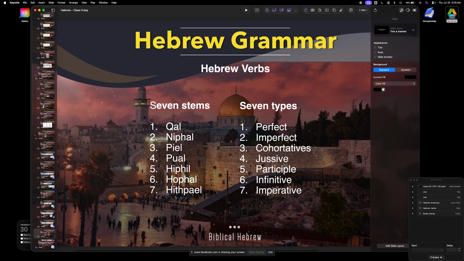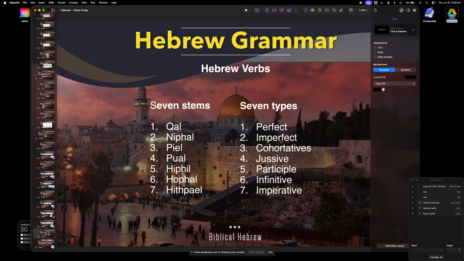Now, mind you, the stems also, as we discussed, are crucial in your interpretation, because your interpretation is based upon what the stem of the verb is. So depending on your stem, your meaning can transition quite dramatically from one definition to another. But along with your stems, you have your types, 7 key types. You have your when, perfect or imperfect. Perfect, a completed action; imperfect, an incomplete action. Remember, there's no past, present, or future tense in Hebrew.